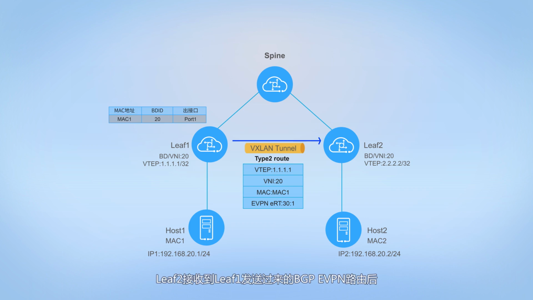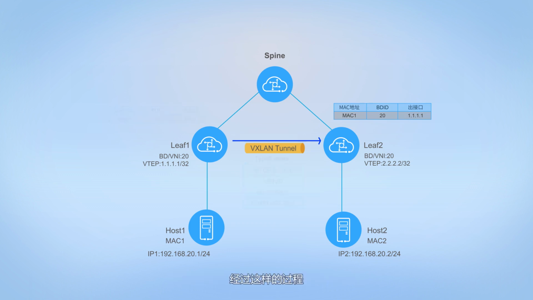After receiving a BGP EVPN route from leaf 1, leaf 2 checks whether the export RT value carried in the route is the same as the import RT value of the local EVPN instance. If they are different, the route is discarded. If they are the same, the route is accepted. Leaf 2 generates the MAC address entry of host 1 in the local MAC address table according to the MAC address, VNI, and VTEP IP address of host 1 carried in the route. After this process, leaf 2 can learn the MAC address of host 1.